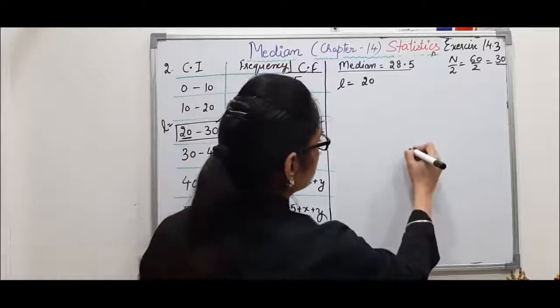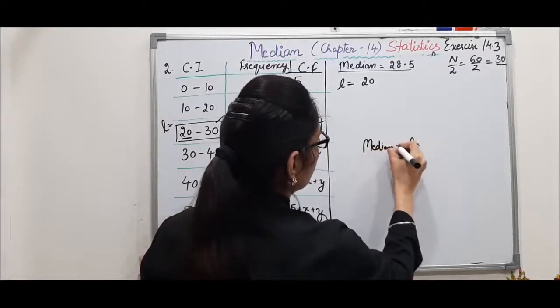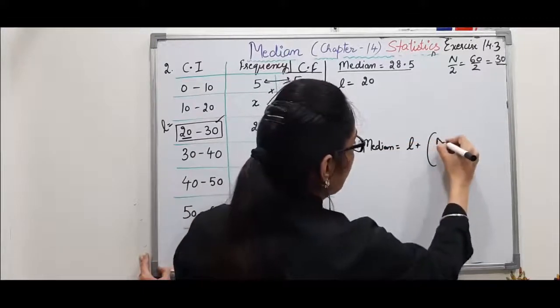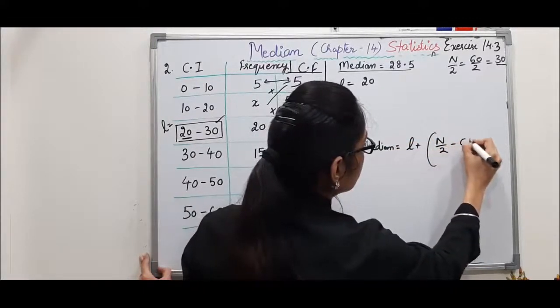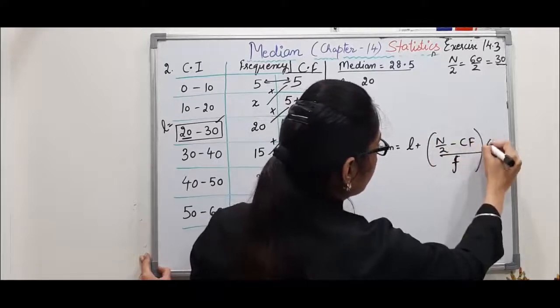Now see, we'll write the formula of median over here. So median is equal to L plus n by 2 minus CF upon F into H.